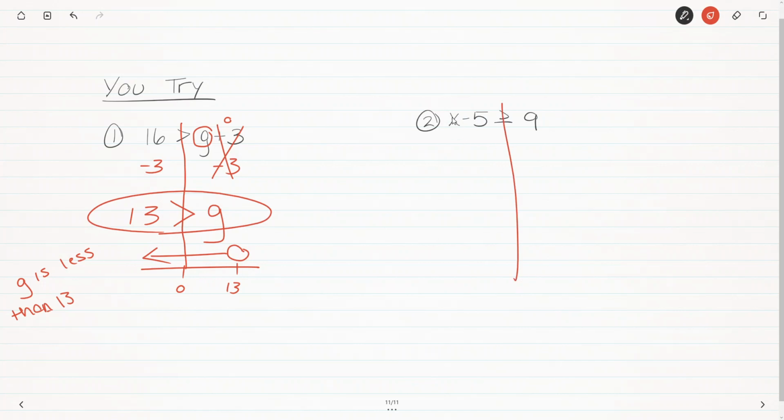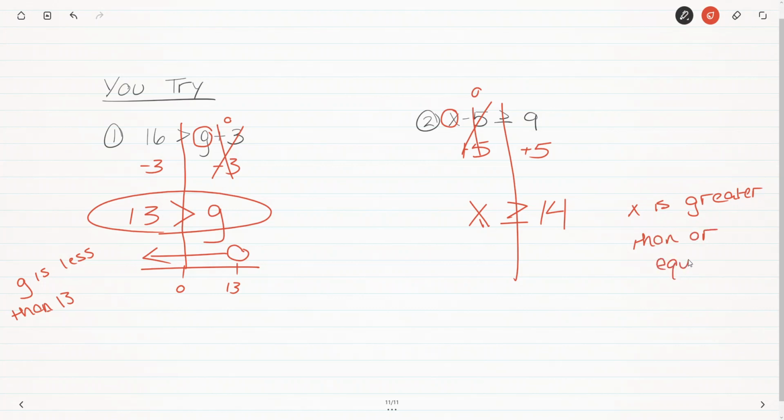And then our last one, we have our x minus 5. The inverse of minus 5 would be plus 5 to both sides. Negative 5 plus 5 gives me 0, so I'm left with x. Don't forget your inequality symbol. And then 9 plus 5 gives me 14. So I'm actually going to write this. X is greater than or equal to. You have half that equal sign. So or equal to 14.